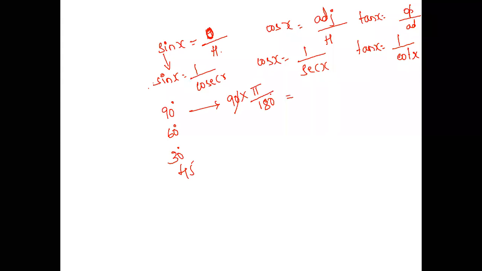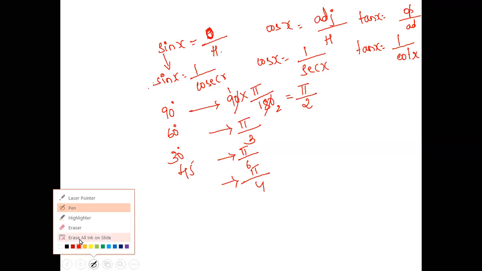So 90 is nothing but equal to pi by 2. 60 is pi by 3. 30 is pi by 6. 45 is pi by 4. All these things you know. How to convert degree to radians? Multiply by pi by 180. Okay. Now I need the values.